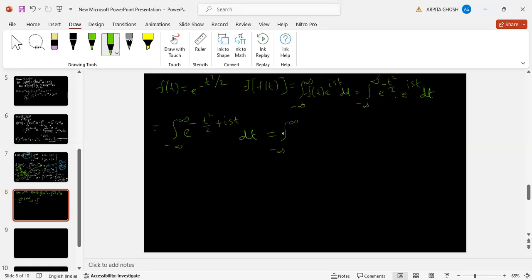হ্যাঁ, ওই বাই 2টাকে কিছু করতে হবে। দেখো, e to the power minus, let us take half common, minus half I have taken common, t square minus 2ist dt. Minus half I have taken common, so it's now e to the power minus half, integral from minus infinity to plus infinity. Anyway, now look at this function t square.